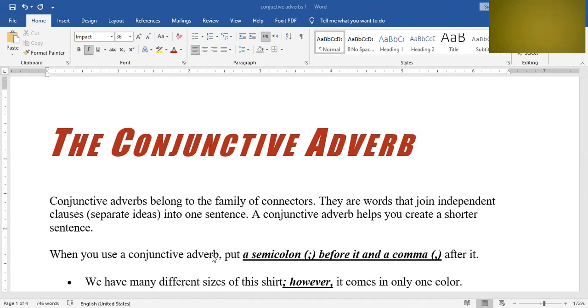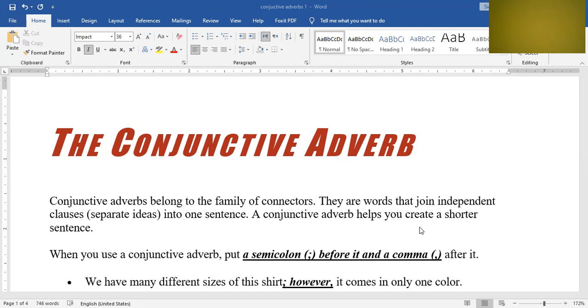Conjunctive adverbs belong to the family of connectors. They are words that join independent clauses, independent ideas. A clause is a full sentence with a subject and a verb, and other words if we need. So, two independent clauses. None of them depends on the other in meaning. When you read one of them or you write one of them, it gives you a complete meaning.